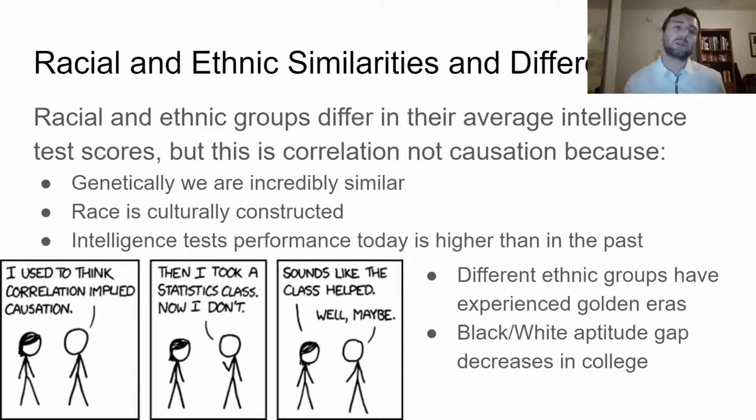Now we can also look at racial and ethnic similarities and differences. And I know I'm blocking the word there, but there's not really anywhere else for me to go here, so I'm just going to leave myself there. So we do actually see differences. When we look at IQ tests, we see that there are differences in average intelligence when we look at different racial and ethnic groups.